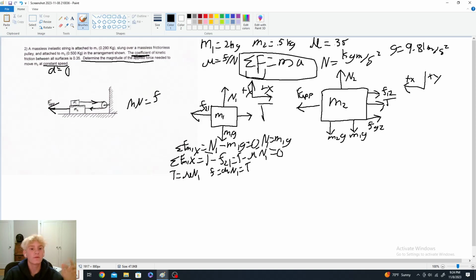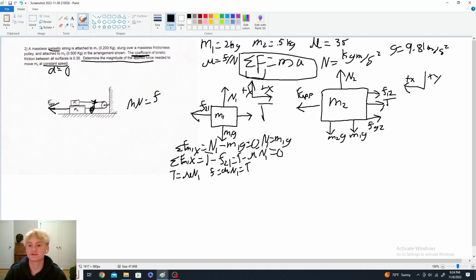Now, one very important thing is that this string, since it is inelastic, the tension is the same at all parts of the string, right? So the tension pulling here will be the same as the tension pulling on this part here. They will be, yes, forces of equal magnitude. That will be important later, okay?